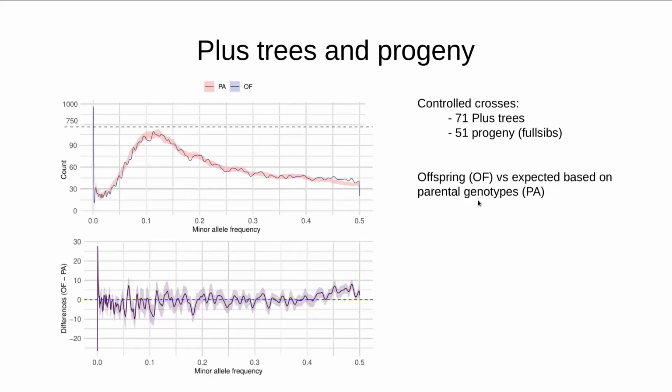Overall, here is the distribution, in red the expected, and in blue the offspring, and on the bottom the difference. And there is a very weak difference. You have an increase of the rarest alleles in the offspring compared to the expected, an increase of intermediate allele frequencies. So you have a loss of the very rare alleles. So this again could be due to sampling or selection.